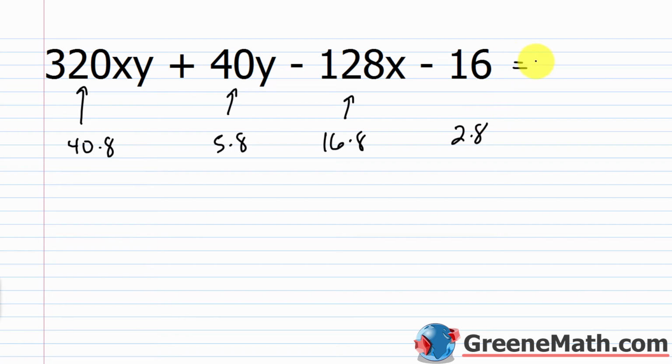So in other words, this is what this would look like. I'd put an 8 out in front. I'd put some parentheses. And then I'd say, okay, well, I have 40xy. And then plus, I have 5y. And then minus, I have 16x. And then minus, I have 2.